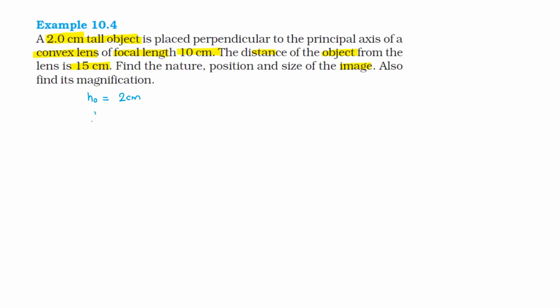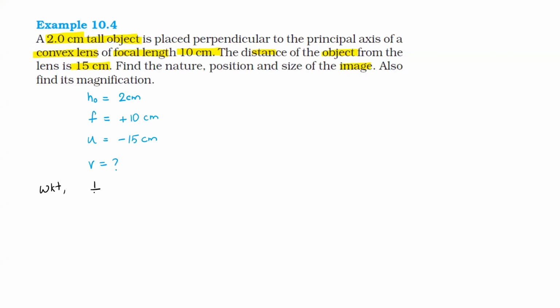Then focal length is given for convex lens. Convex means it will be positive or negative focal length? For convex, positive. Yeah, positive. So write plus 10 centimeter. Now object distance is given, and we know always object distance is negative. In whatever case, object distance is negative. So write minus 15 centimeter. And we need to find position of image. So we can directly apply the formula here.